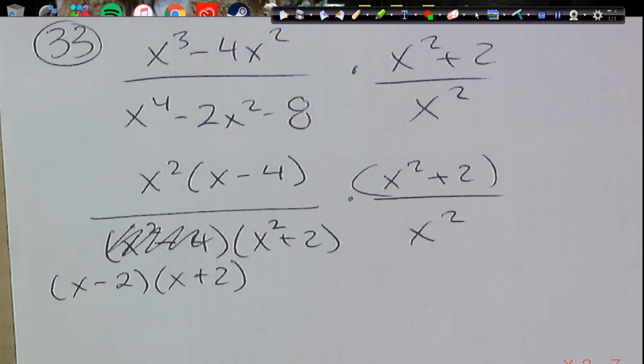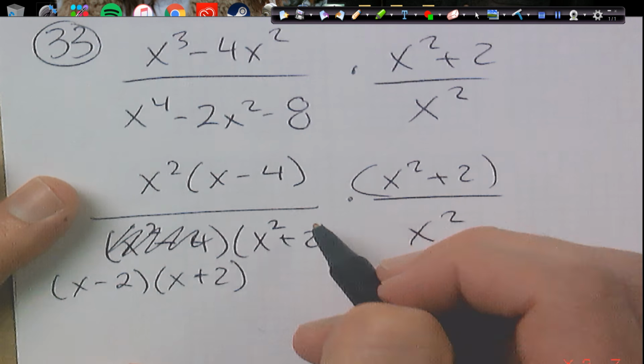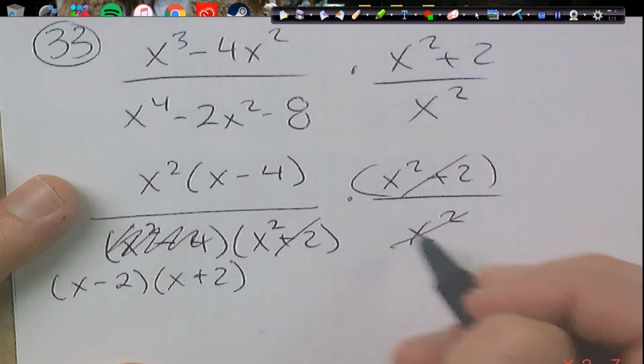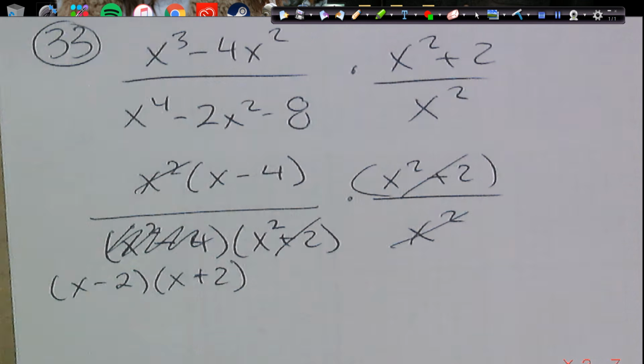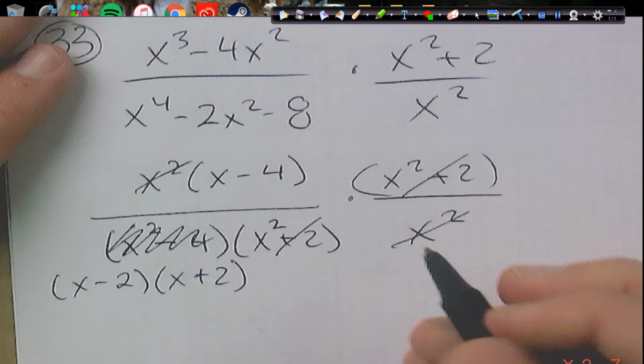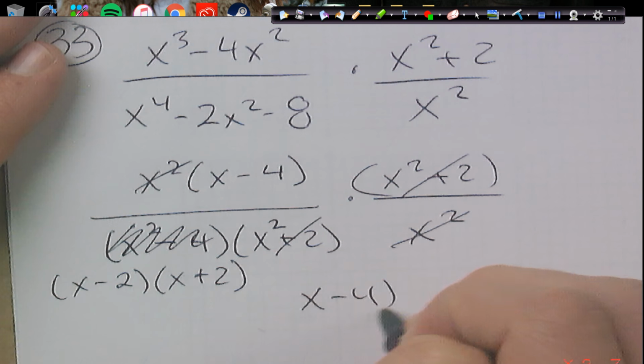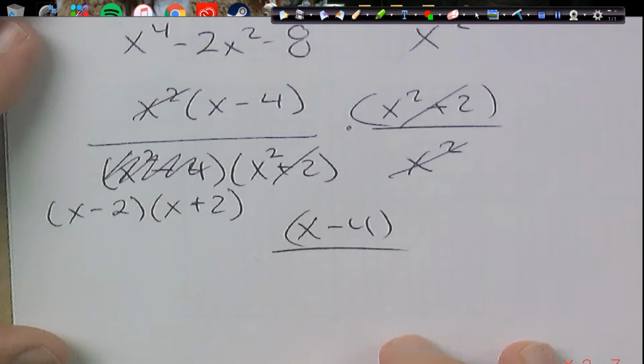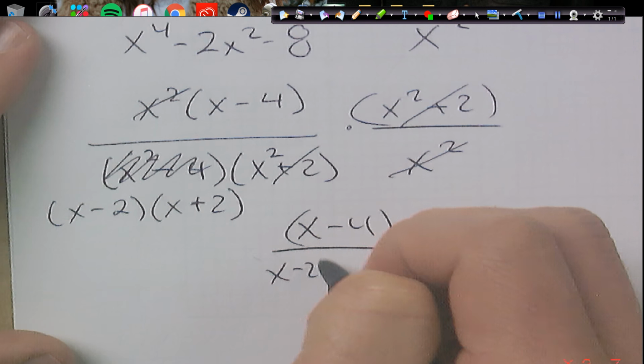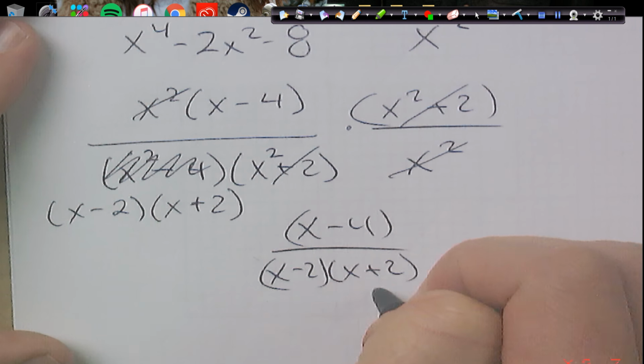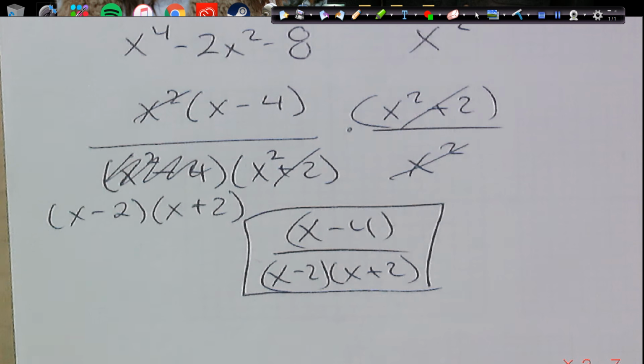Okay? So this will cancel with that. That will cancel with that. And I believe that's all that we can actually cancel on that one. And we end up with x minus 4 by itself on top. And that x minus 2 and x plus 2 on the bottom.